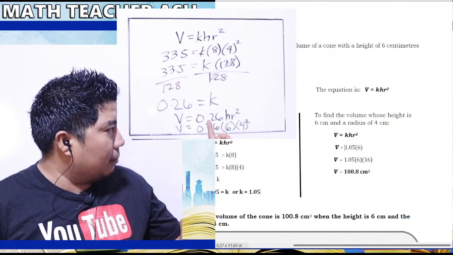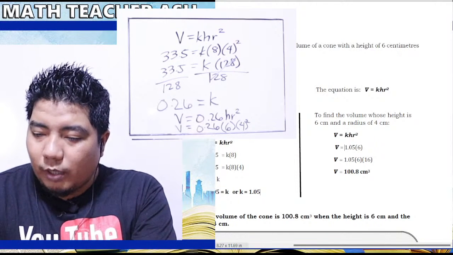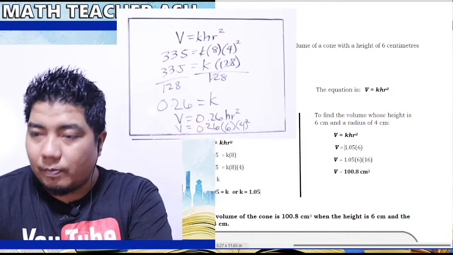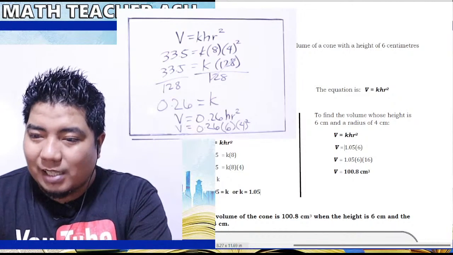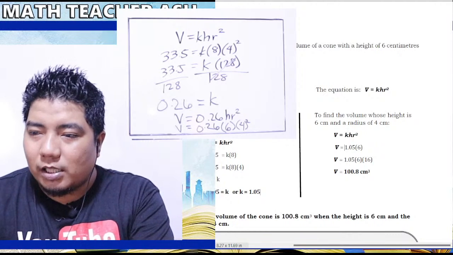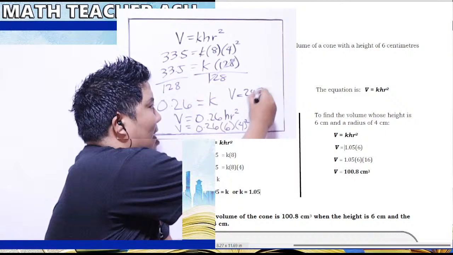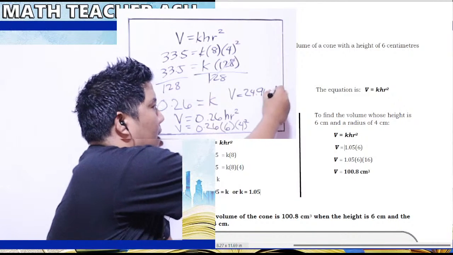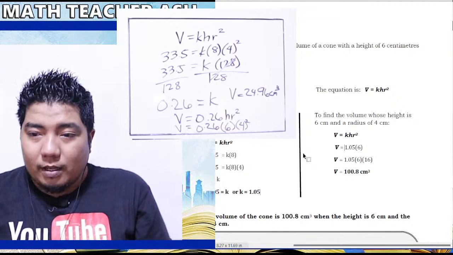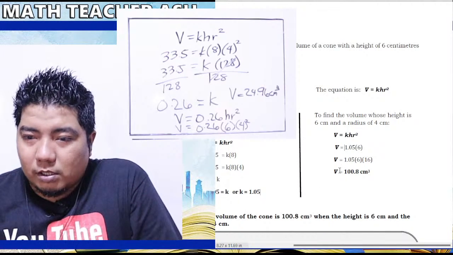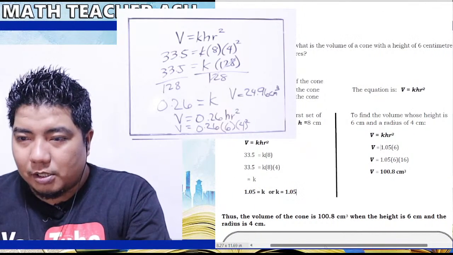0.26 times 6 times 4 squared. So that is 0.26 times 6. The answer for that one is 1.56. And then you multiply it by 16 because 4 squared is 16. So the answer is 24.96. So volume is 24.96 cubic centimeters, and not 100.8 centimeters. Now let me show you this one, my dear math learners.